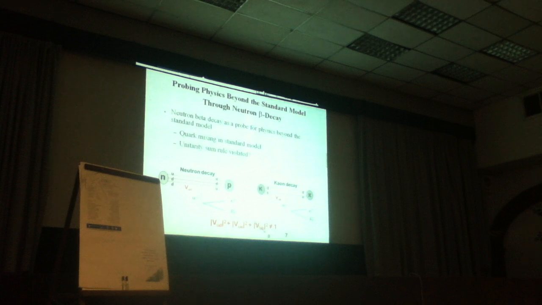So by measuring V_ud from neutron decay, V_us from kaon decay, and V_ub from the B meson system, you can test the unitarity sum rule. So the sum of the squares of these amplitudes has to be equal to 1. If not, that could suggest the existence of a fourth generation of quarks.